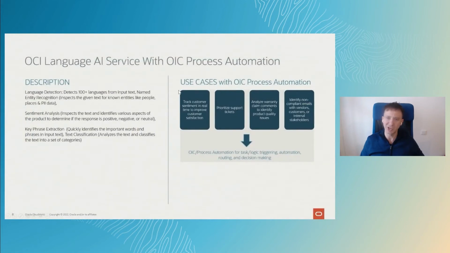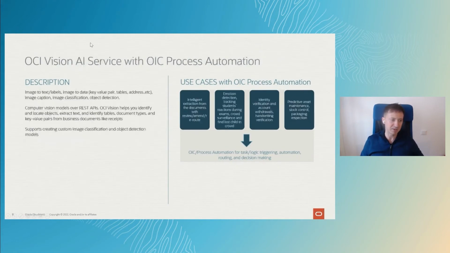The idea is to operationalize this language service and infuse it into business processes. We just showed one example. You can track sentiment of the customer to improve customer satisfaction, obviously, but also do other things: prioritization of support tickets, analyze warranty claims, comments to identify product quality issues, non-compliant emails with vendors and customers, and trigger this task logic, automation, routing, decision-making mechanism, which integration and process automation can help us do.